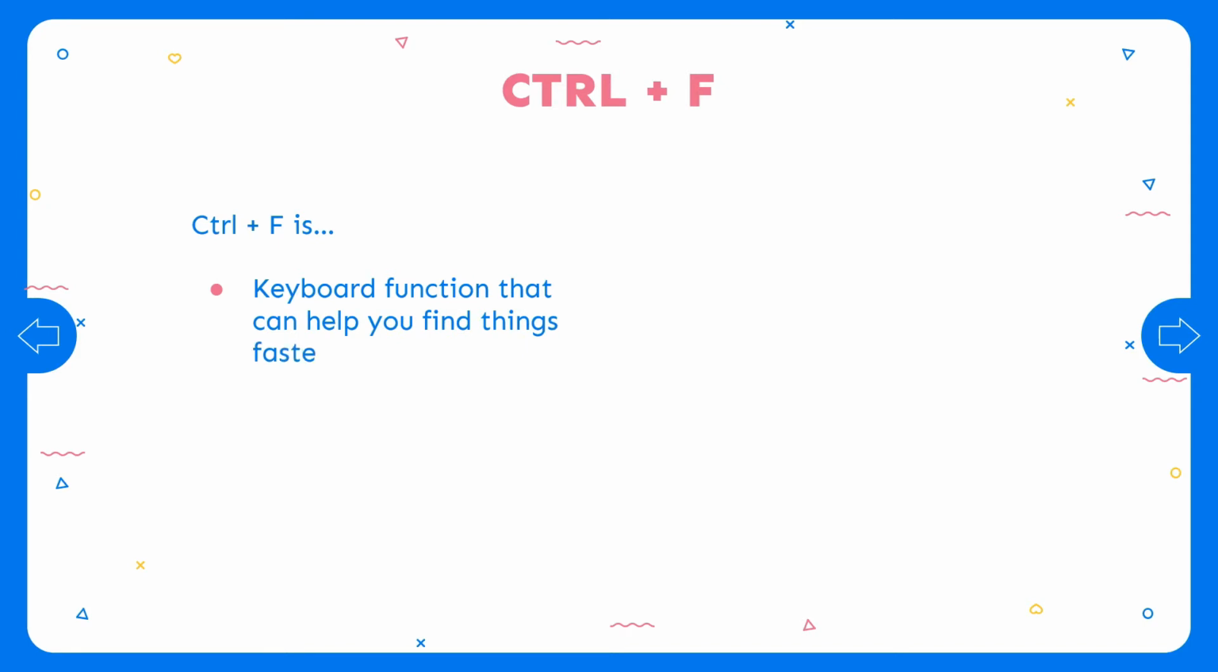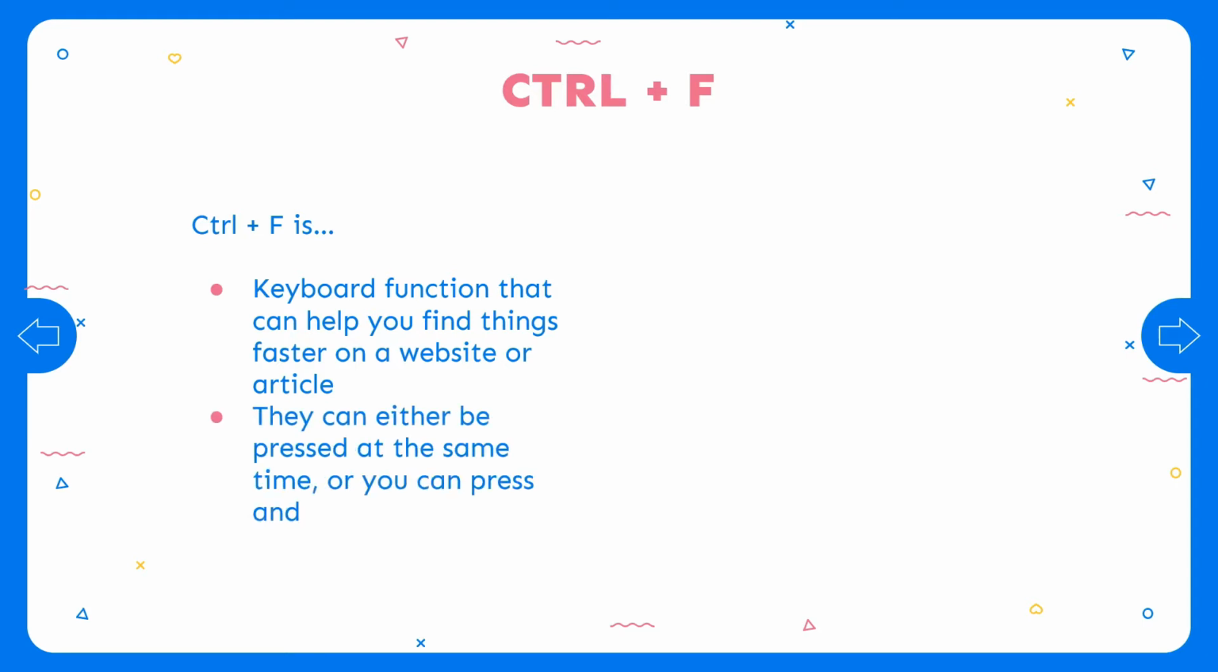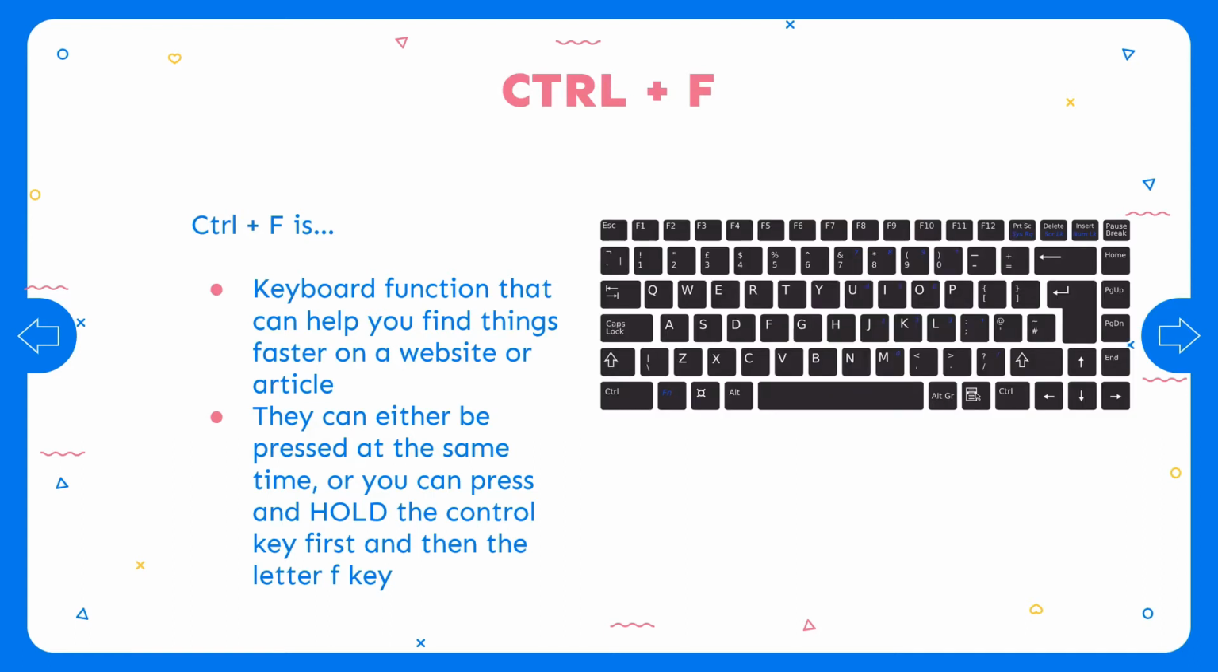Next vocab word we have is Control and F. Now, that can be kind of funky. What does Control and F mean? Well, Control and F or Control F is a keyboard function that can help you find things faster on a website or article. So they can either be pressed at the same time, or you can press and hold the Control key first and then the letter F key. I know it seems a little confusing, so I'm going to go ahead and show you.